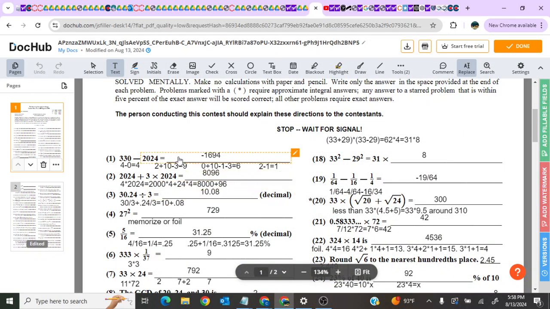330 minus 2024. Well, 2024 is bigger, so pretend like we're taking 2024 minus 330 and then make the answer negative. So 4 minus 0 is 4. 2 minus 3 is -1. We need to add an extra 10 to help with that. So add an extra 10 to make it 9. Then once you have that, you have 0. You brought over a 10, so -1 and then minus 3.